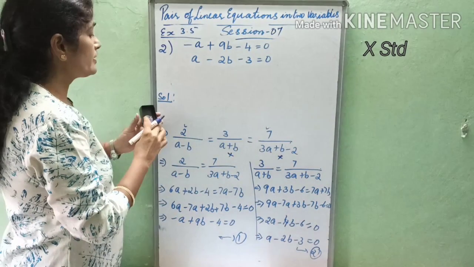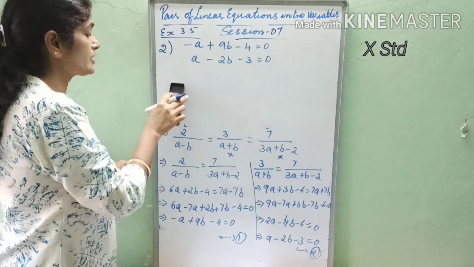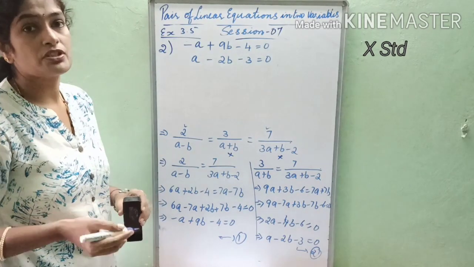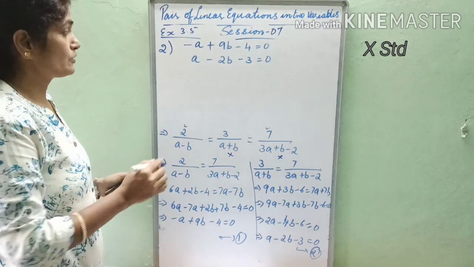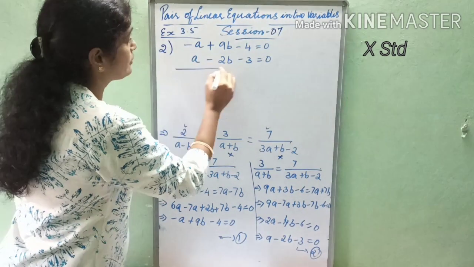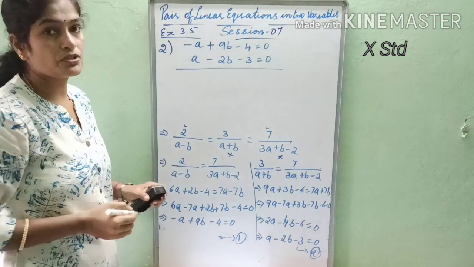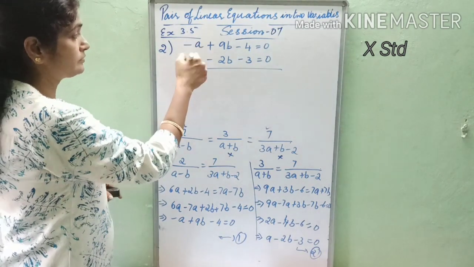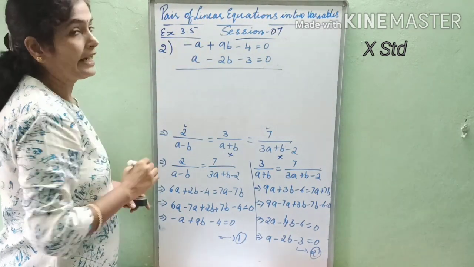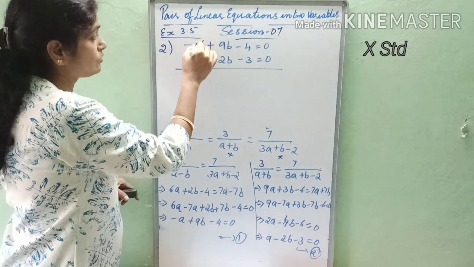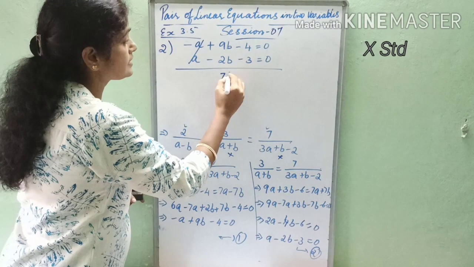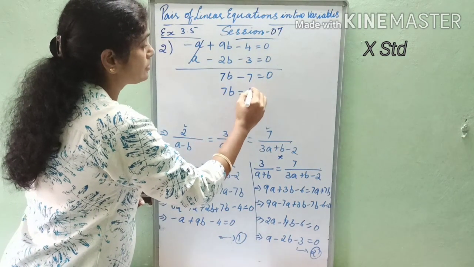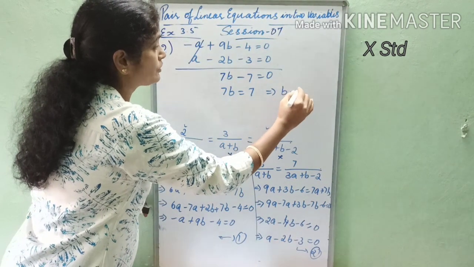Okay. If they have specified to solve by cross multiplication method, you solve it by cross multiplication, or if they are not specified, whichever method you find easy, you can do so. Now here we can directly do the elimination method also, because the coefficients of a are the same with opposite signs, so you can add these two equations. So this gets cancelled. Then this is 7b minus 7 equal to 0. Where we get 7b equal to 7, which implies b equal to 1.